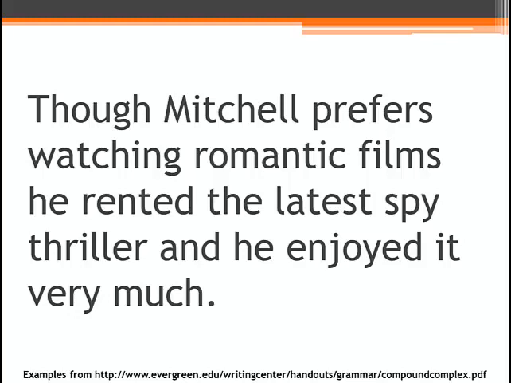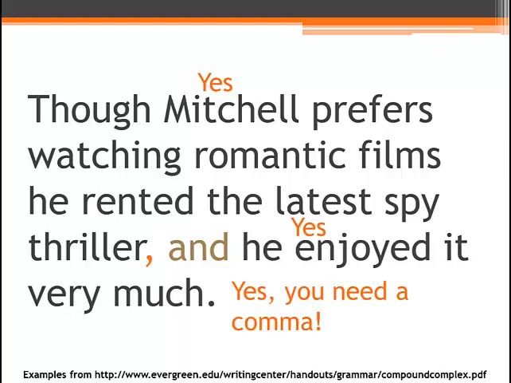So remember, step one is find the fanboys. Do you see any fanboys? If so, go ahead and circle that. Okay, in this case, we have and. The next step is you're going to look at each side of the fanboy and see if it's a sentence. So let's look at the first part. Though Mitchell prefers watching romantic films, he rented the latest spy thriller. Is that a sentence? Yes, it is. So let's look at the second part. He enjoyed it very much. Does that work on its own? Yes. So remember, if you answer yes, you need that comma before the fanboys.